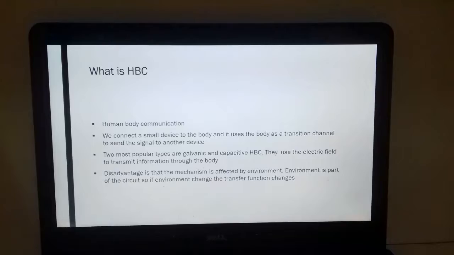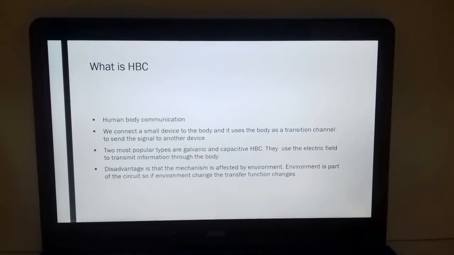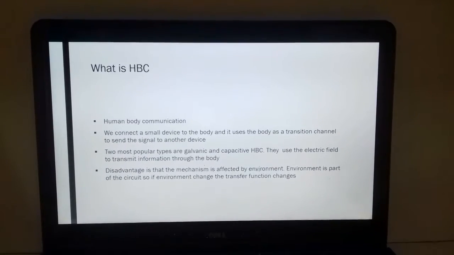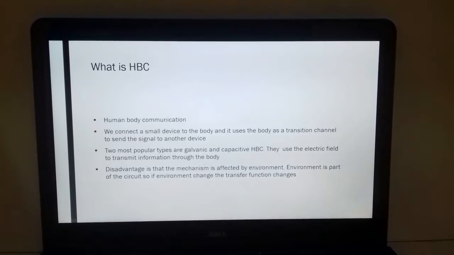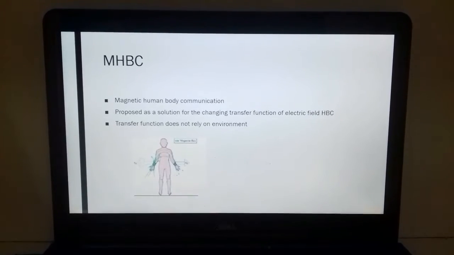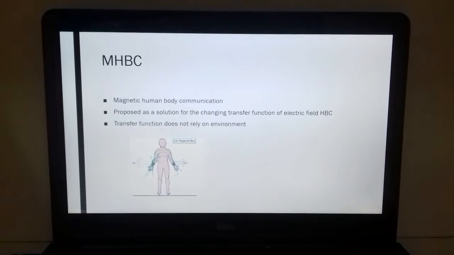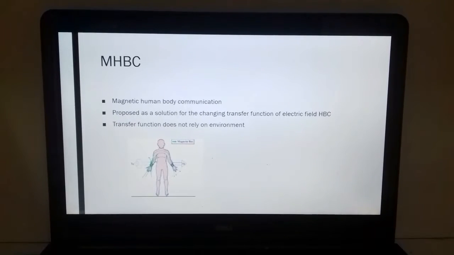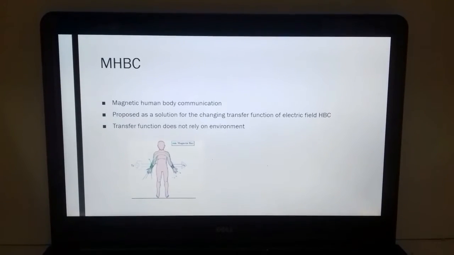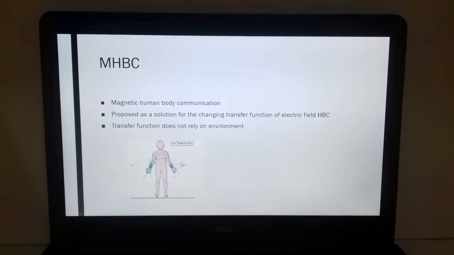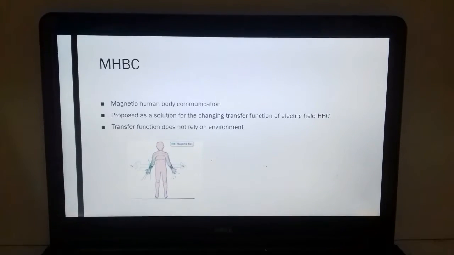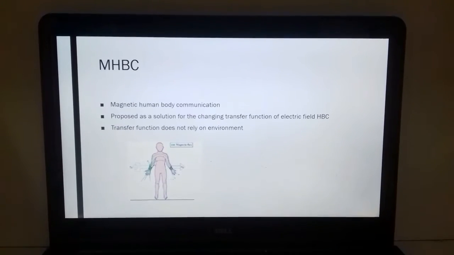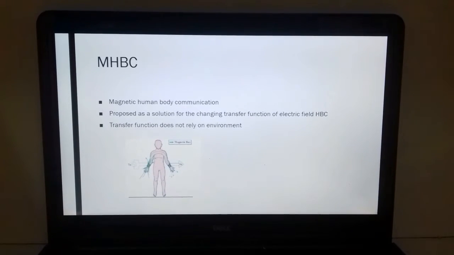There is a disadvantage with this mechanism, and that is it relies on the environment. So if the environment changes, the transfer function will change. Right, so MHBC, the magnetic human body communication, was proposed as a solution for the change in transfer function of the more popular types of HBC, which is the galvanic and the capacitive model. The magnetic HBC does not rely on the transfer function.